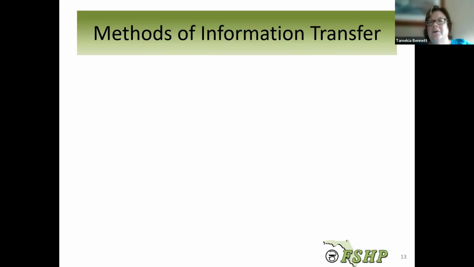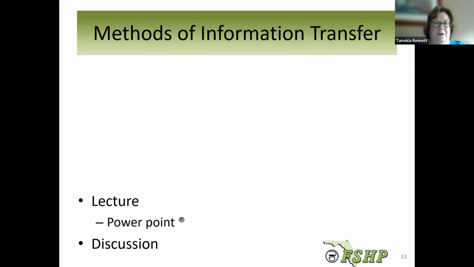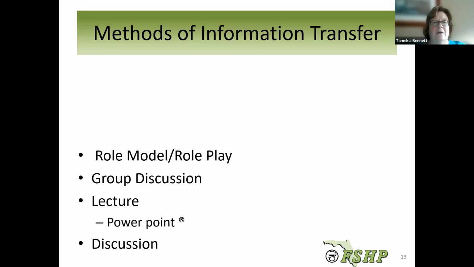So looking back at adult education, there are methods of information transfer. Some are very strong and some are very weak. So let me orient you to this slide. Discussion is the weakest level of information transfer. And lecture in PowerPoint is the second weakest level of information transfer. And then, oh, I'm going backwards, excuse me. Group discussion is a little bit higher.